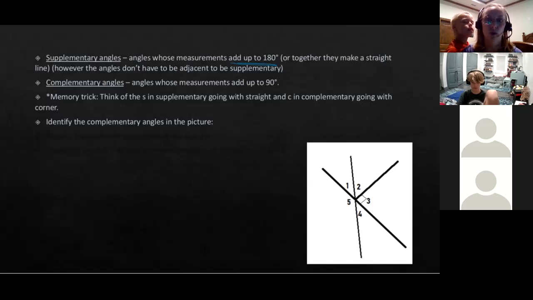Yes, that's correct. 1 and 2. Where's my pen? There we go. Angle 1 and angle 2. And do you need to explain how you got that? Can you?